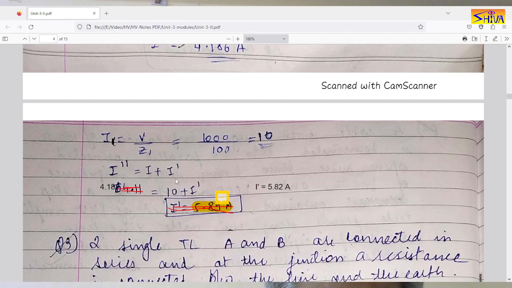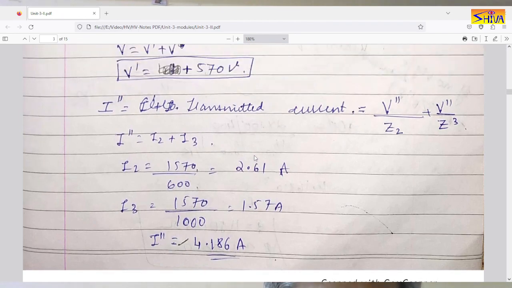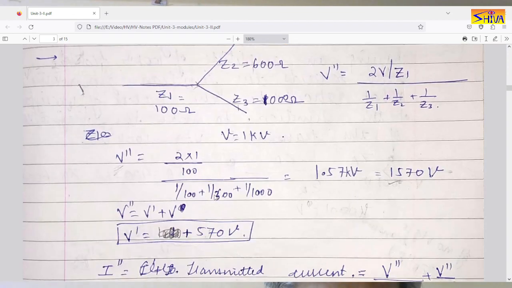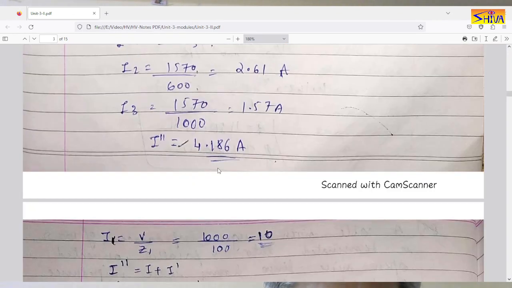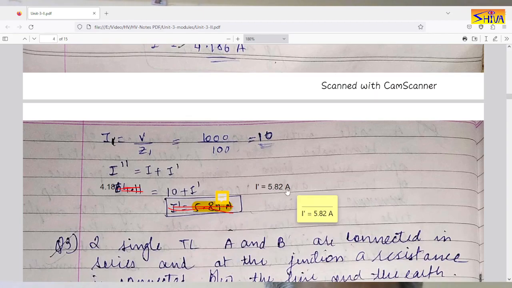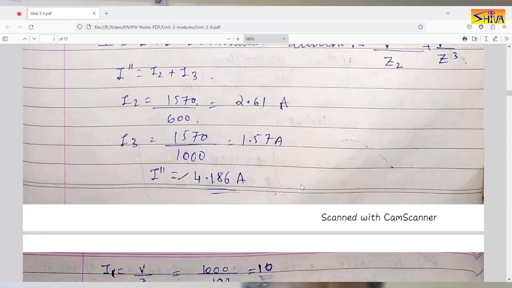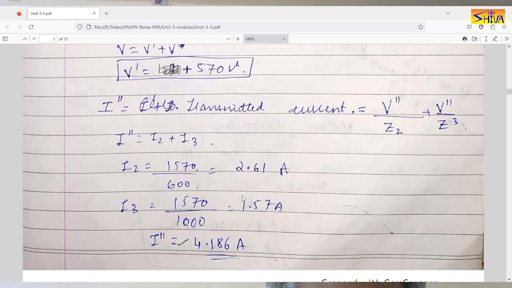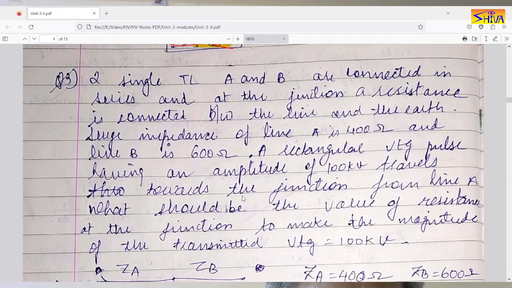So if you compute I dash by this equation, V dash upon this 100, that will be 570 divided by 100, that will be 5.7 amperes. That is approximately the same value as we computed by this equation. So that is how we compute the voltage as well as current when a line or cable is terminated into two outgoing lines.